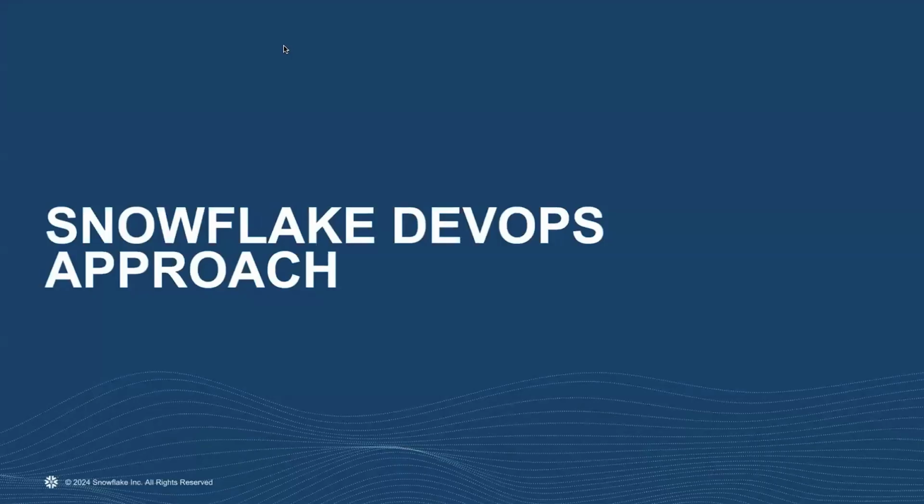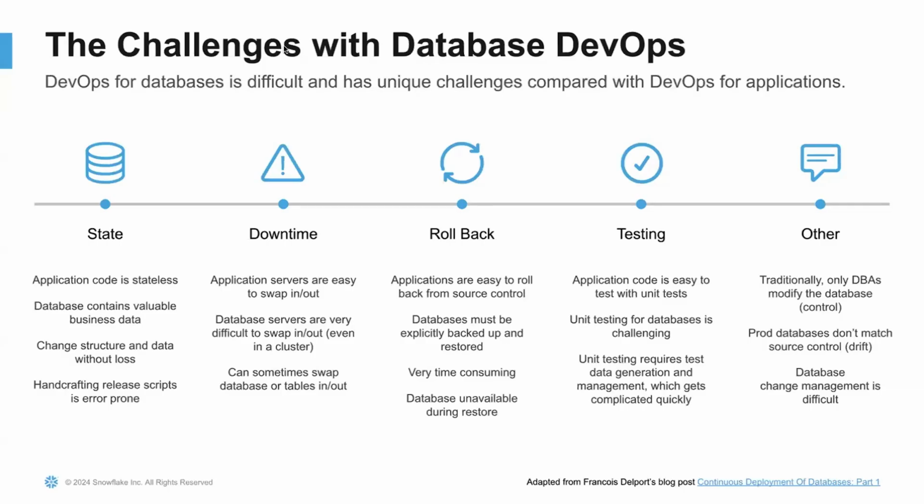So just to briefly touch on our approach, DevOps for databases is a challenge and has unique challenges compared to application DevOps. This is something that I've been in both spaces in my career and I've seen this firsthand. The challenges with data involve the state of data, the amount you have to maintain, and as you're changing the state of the table, you can't lose that data. A lot of times it's the only copy you have of it. So that's a big challenge. We have to deal with that.